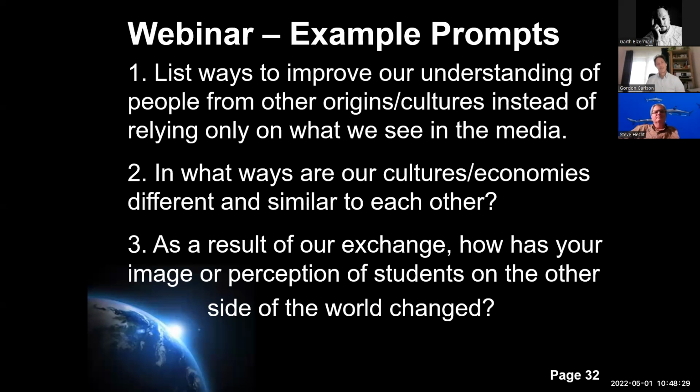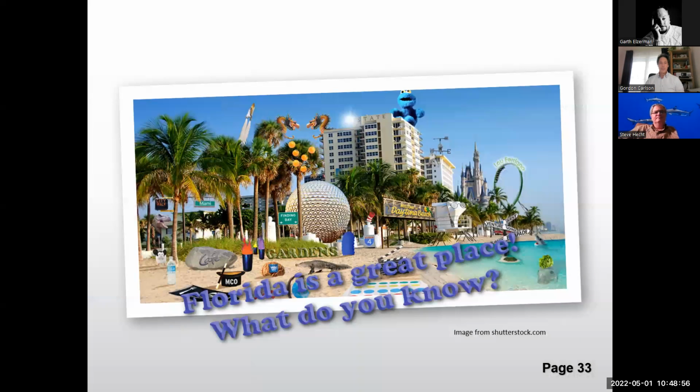So some of our prompts included here. We wanted the students to list ways that they understood people from other origins, ways that cultures and economics were different and similar to each other. And from our exchange, how was our image or perception of students on the other side different? Right. So we used these prompts in the breakout rooms, and the students actually wanted more time. Yeah. They really did. But speaking of time, we got to keep moving.